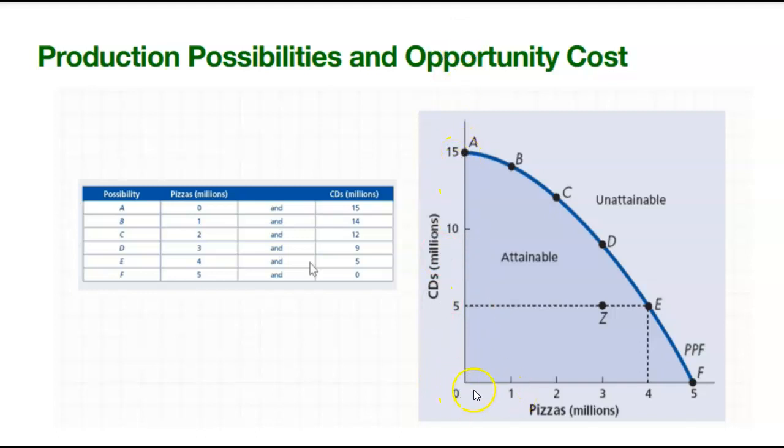If you produce 0 pizzas, let's say this whole thing is your business, to make it simple, then that means you can produce 15 CDs. If you produce 1 pizza, you can produce probably 14, okay? So as you increase the making of pizzas, you're making fewer CDs, right? So your opportunity cost of pizzas will be CDs. They're increasing. So your opportunity cost for making pizzas will be increasing because you're choosing to make more pizzas.